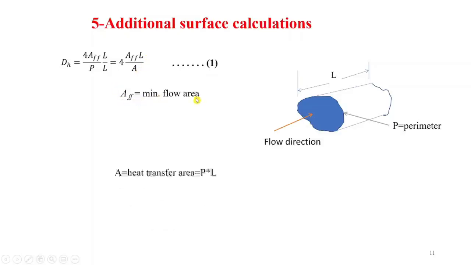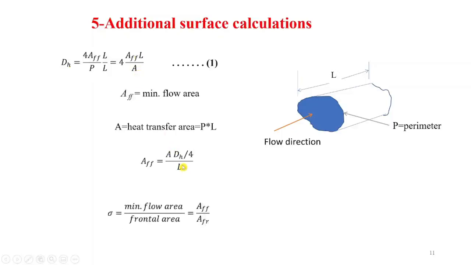AFF is the minimum flow area and A is the heat transfer area, which is equal to the perimeter times the length. From equation 1 you can write the free flow area. So the free flow area from this equation is no more than A times DH divided by 4 divided by L. We need this definition for the free flow area when we calculate what we call sigma, which is the minimum flow area divided by the frontal area.